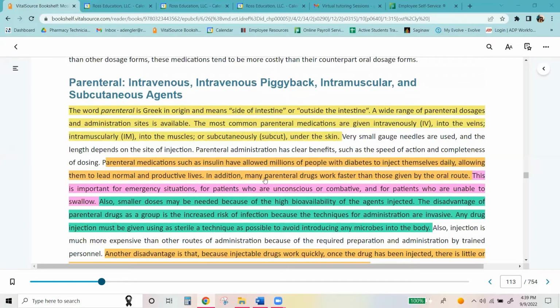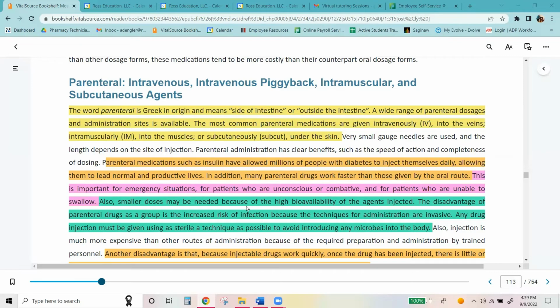The word parenteral is Greek in origin and means side of intestine or outside the intestine. A wide range of parenteral doses and administration sites are available. The most common parenteral medications are given intravenously into the veins, intramuscularly into the muscles, or subcutaneously under the skin. Parenteral medications such as insulin have allowed millions of people with diabetes to inject themselves daily, allowing them to lead normal and productive lives.